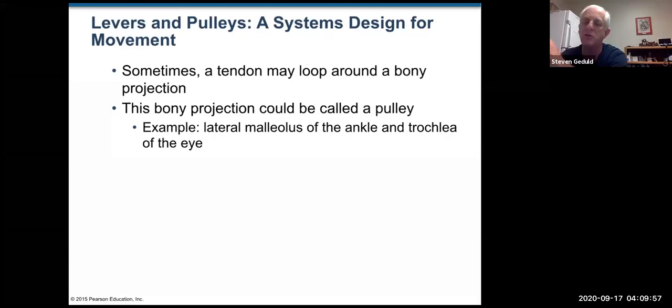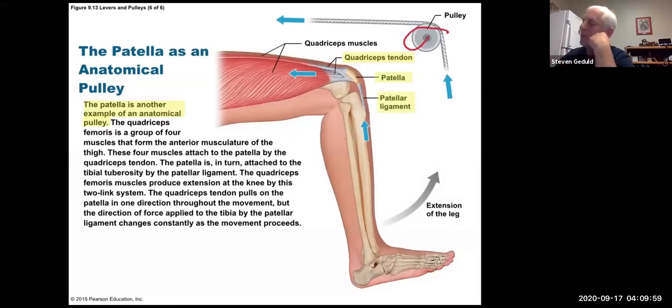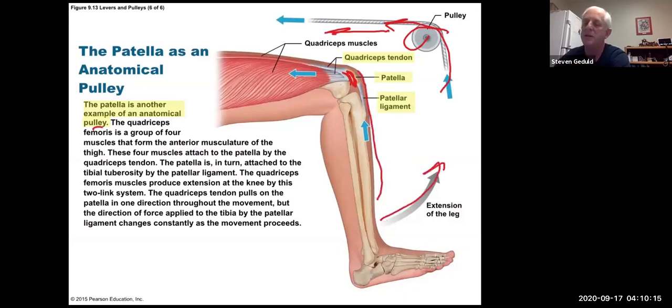So here's your pulley system. This is your pulley, and as this muscle contracts, it pulls over that bone and causes a certain action. The patella is another example of an anatomical pulley. The tendon swings over the patella, and it's used as a pulley system for extension of the leg. As this comes up, the muscle is pulled here, goes over the patella, and this is pulled here, just like a pulley system you would use in your garage.